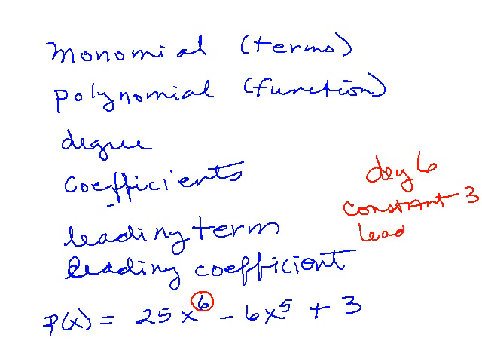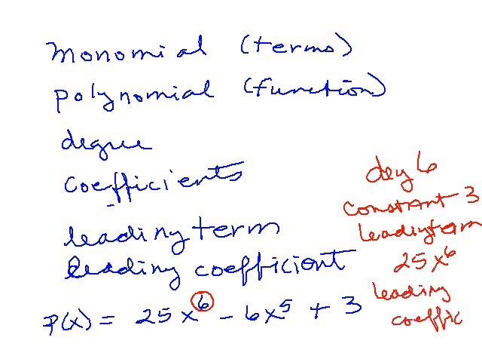The leading term is 25x to the 6th. And the leading coefficient is 25. The use of the word leading makes sense when you note how I've written this polynomial.